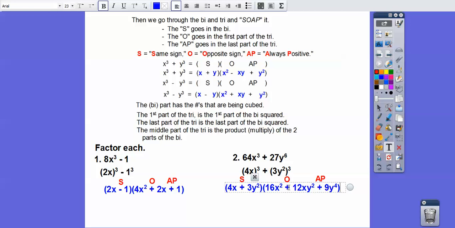So, same sign, opposite sign, always positive, okay? So here's the 16x squared right here, because that's what this one is squared. Square this one, square that is 9. Y squared squared is y to the 4th, and then multiply this. 4x times 3y squared gets you that 12xy squared.